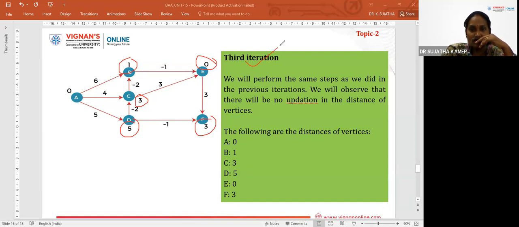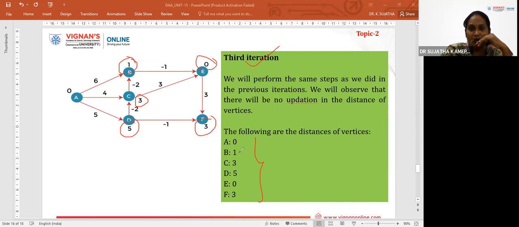Right. Next we go for the third iteration. We will observe that if we repeat the same steps, the distances are not updated, and in the fourth iteration and in the fifth iteration as well, the distances remain the same. I already calculated all these things. So finally we can take the shortest distances as 1, 3, 5, 0, 3.